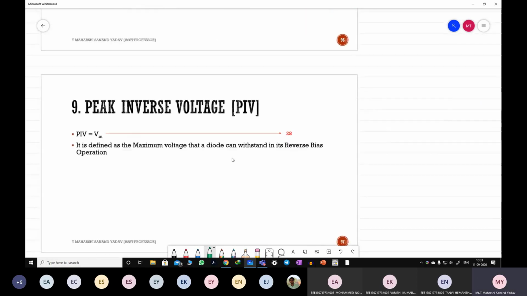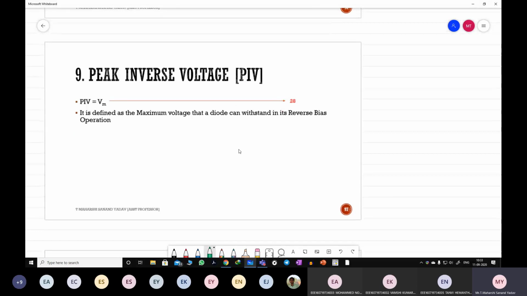Next, peak inverse voltage. So can anyone tell me what is peak inverse voltage? It is the maximum reverse bias voltage that a diode can withstand. So if you see, the maximum value is Vm here, and here it will be minus Vm. So maximum voltage will be Vm, because in half wave rectifier we are making use of only a single diode, right? So the maximum amount of voltage that we can apply is Vm.